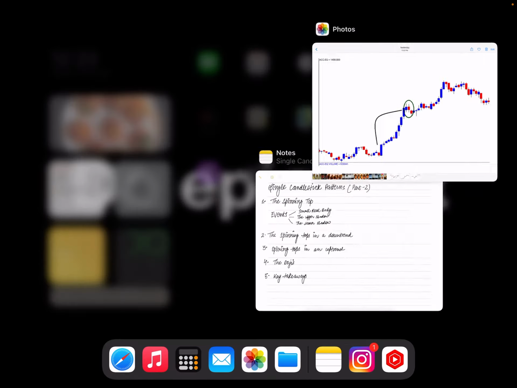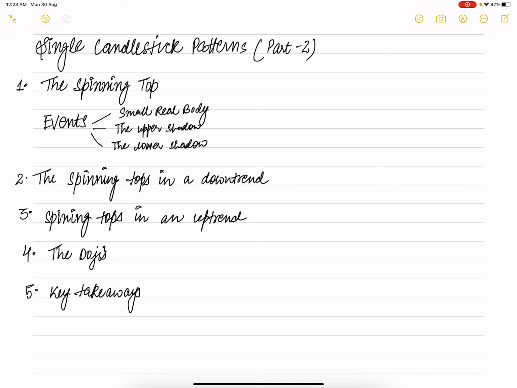Now, coming to the fourth point, the dojis. The doji is very similar to the spinning top, except that it does not have a real body. It means the open and the close price are equal. Doji provide crucial information about the market sentiments and is an important candlestick pattern.